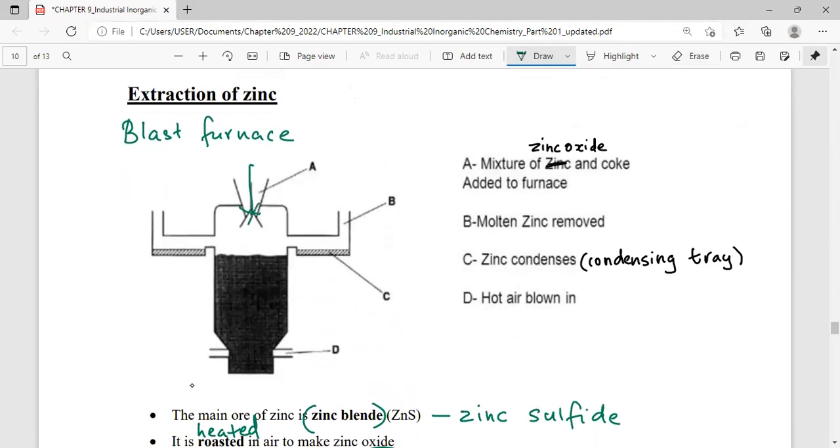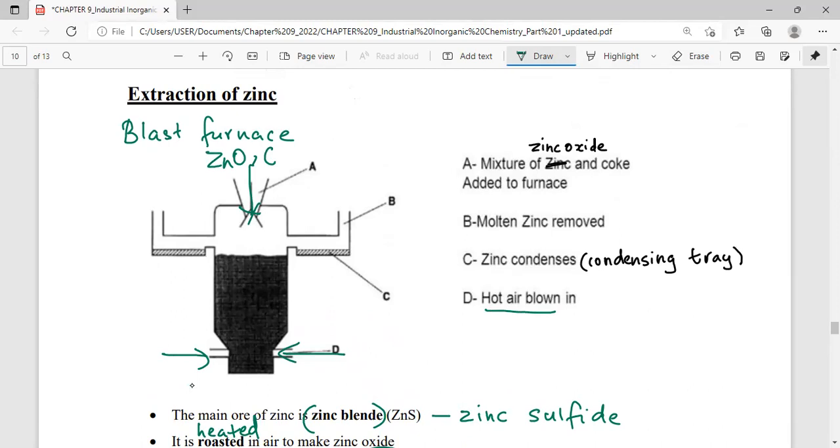See the furnace. So zinc oxide and carbon, the two substances, are put into this furnace. And the furnace is heated by using a blast of hot air. Okay, so hot air is blown in. The furnace is heated by a blast of hot air. So inside this furnace, the temperature is so hot.